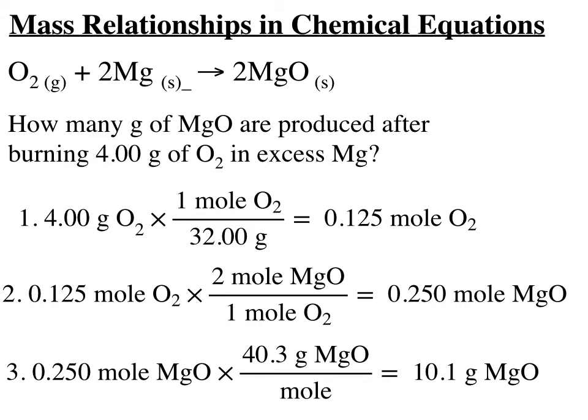I have the following balanced equation for reacting magnesium with oxygen to form magnesium oxide. And I wish to know how many grams of magnesium oxide I will form if I burn 4 grams of O2 in a pile of magnesium. Well, essentially this is the same as what I was doing before. I have a known reactant and I want to convert it into a known product.